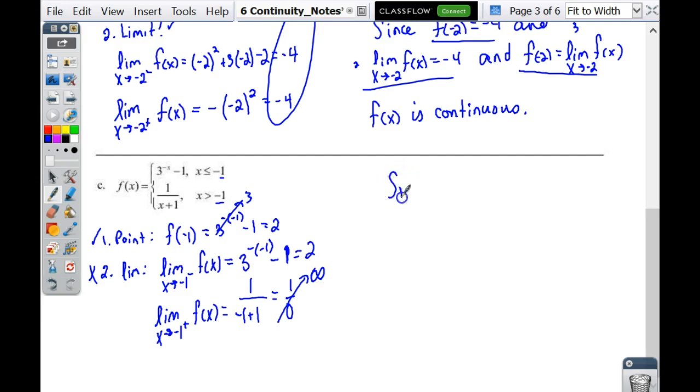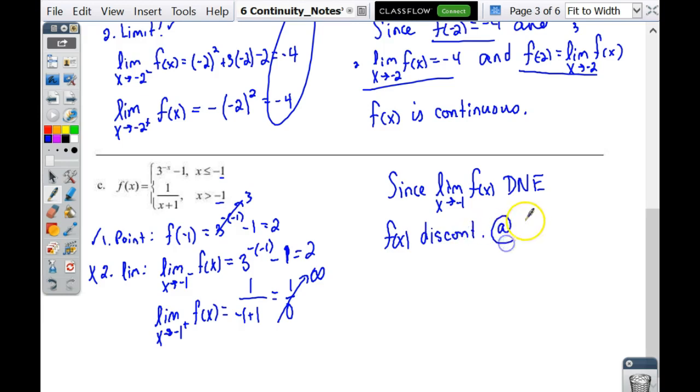So what do we state? We say since the limit as x approaches negative 1 of f of x does not exist, f of x, I'll just write discontinuous this time, at x equals negative 1.